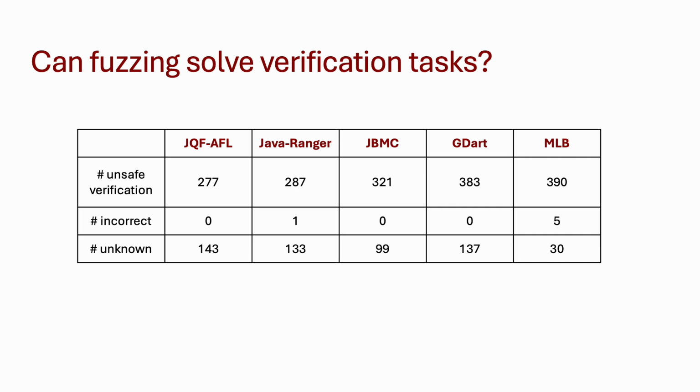MLB is really based on some search heuristic over counterexamples, and sometimes that heuristic cannot find the counterexample, in which case it can say an unsound result. And here it happens to say an incorrect and unsound verdict for 5 of the tasks. For the unknown task, again, you can see JQF-AFL perhaps on the high end of having unknown.